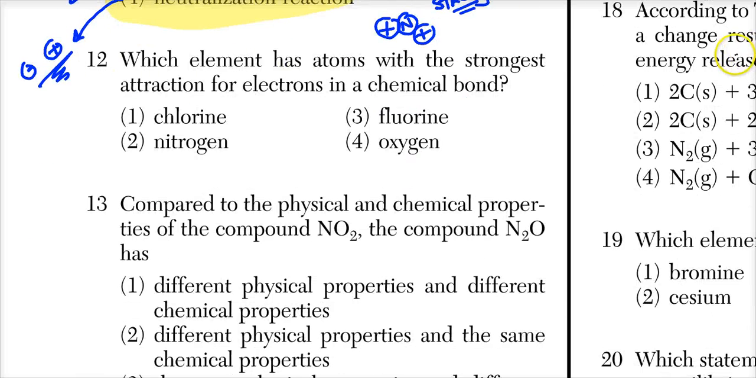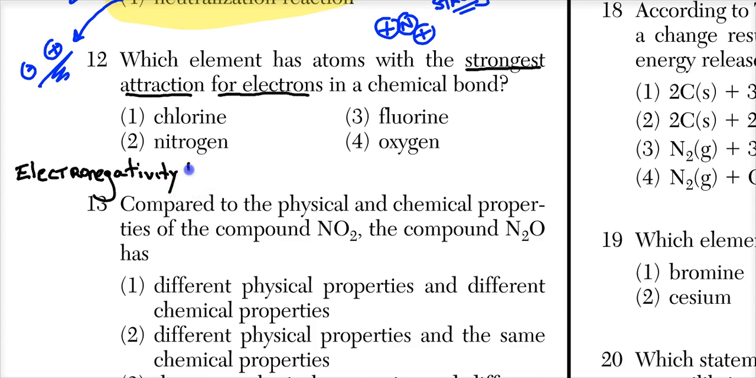Number 12. Which element has atoms with the strongest attraction for electrons? My friends in chemistry, the strongest attraction for electrons is a fancy word for electronegativity. Get this word down. Electronegativity. Negativity. It's a fancy word, so pinky up. And it deals with the strongest electrons. It deals with how well the atom, the nuclei of an atom, can attract other people's electrons.